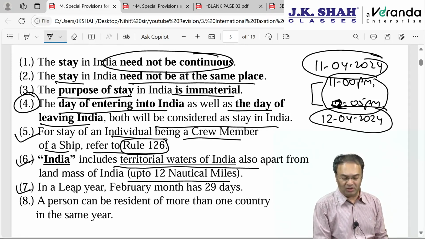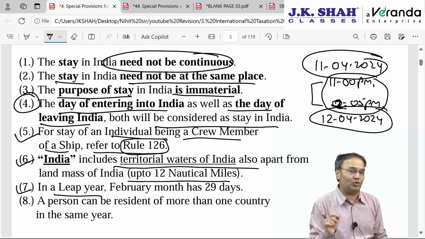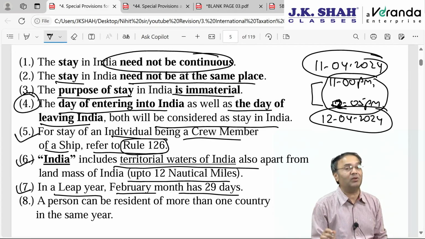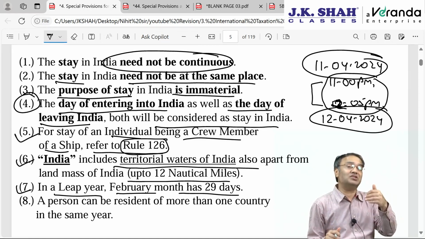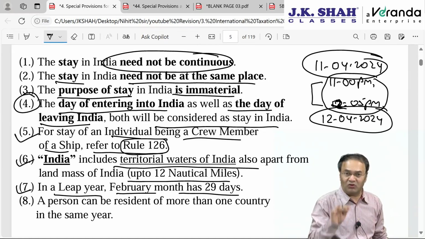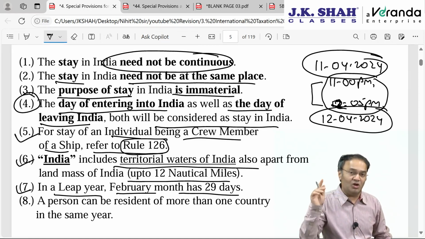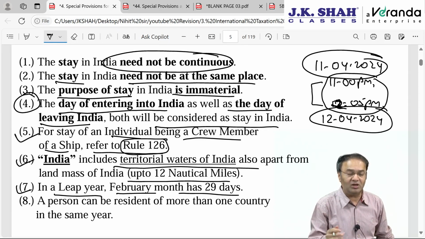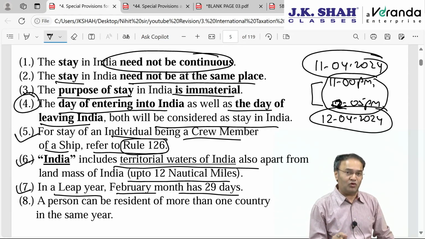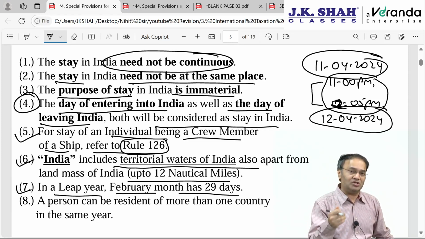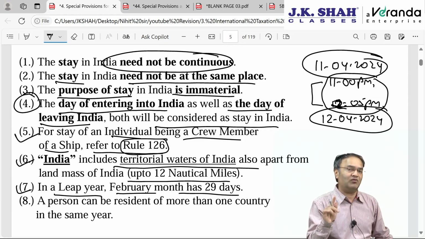Point 7, leap year, once in 4 years. In a leap year, the February month has 29 days, so you will have to be very careful while calculating the number of days of presence in the immediately preceding 4 years. Out of the 4 years preceding the current year, 1 year will definitely be a leap year. So the current year applicable to you is financial year 24-25. That is not a leap year, but in the immediately preceding 4 years, 23-24 was a leap year.